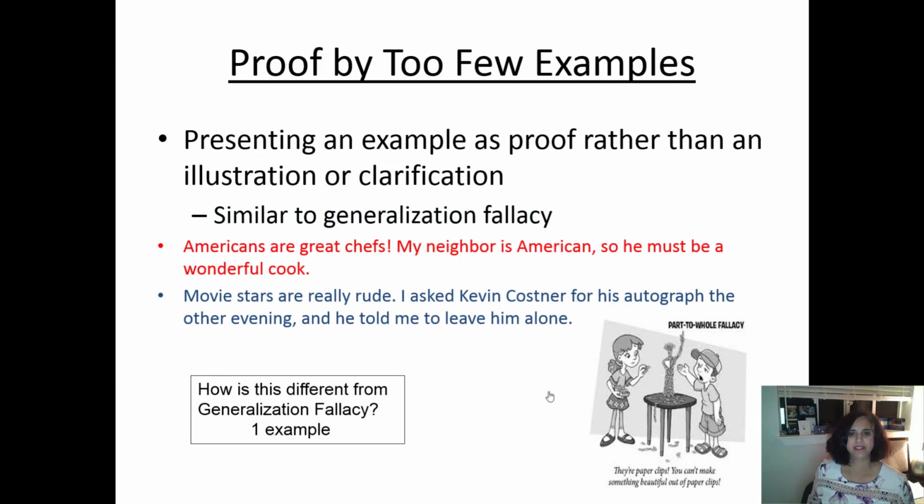Americans are great chefs. My neighbor's an American, so he must be a wonderful cook. Well, I can tell you that's a fallacy because I'm an American and I am definitely not a good cook. Movie stars are rude. I asked Kevin Costner for his autograph the other evening. He told me to leave him alone. Okay? Giving one example, Kevin Costner, is not enough to prove the statement that all movie stars are rude.